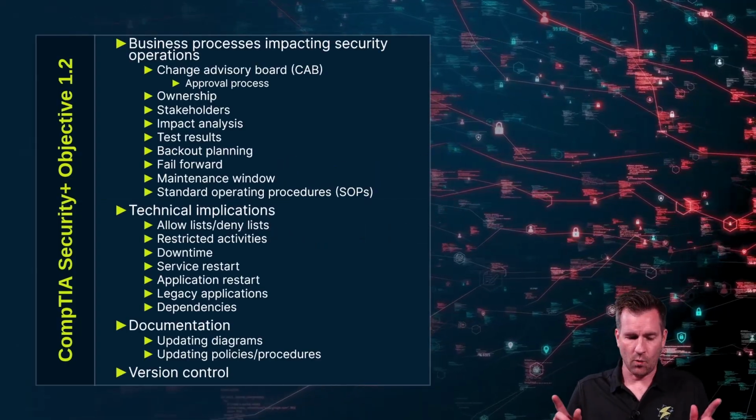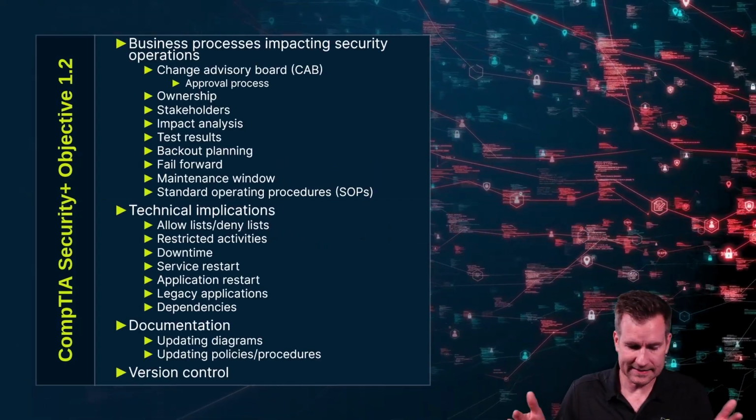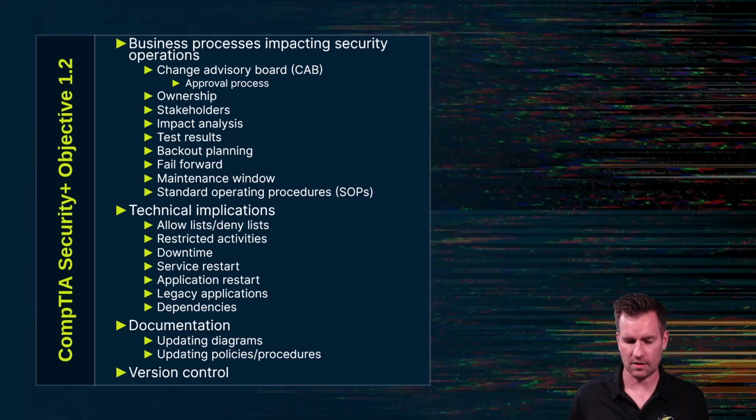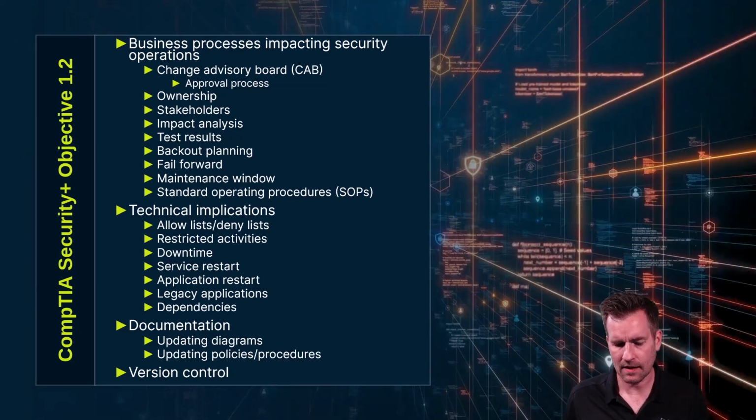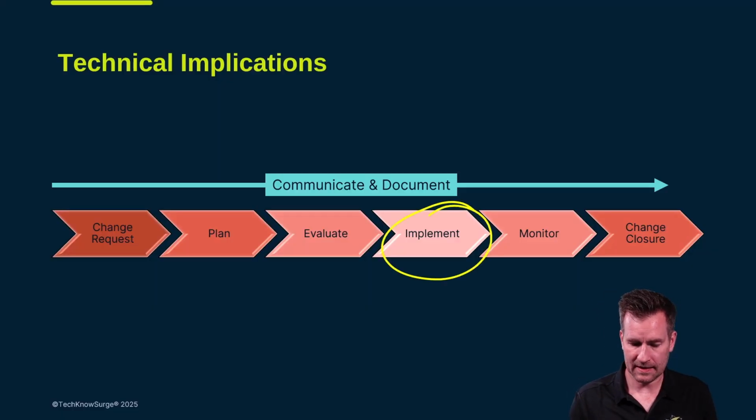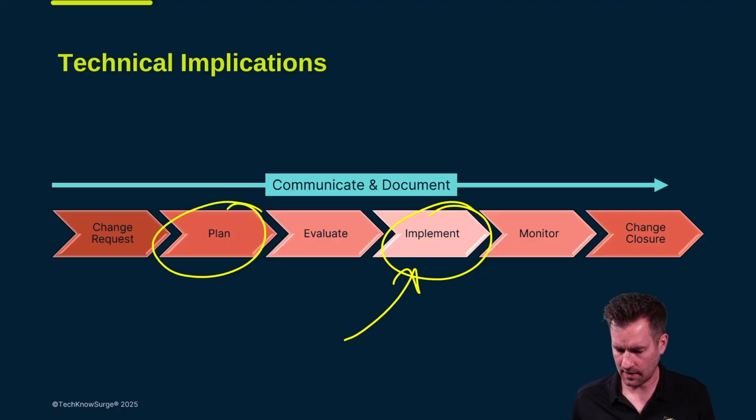All right, so we went over the business process impacting security operations. We're going to get into technical implications. Now, I'm just going to tell you, I'm not actually a big fan of this list. So with technical implementation, we of course go through implementing this, but as we are planning, we need to think about the repercussions of what is going to happen during this phase.